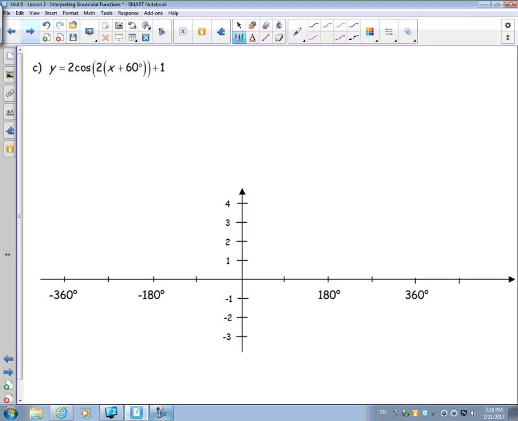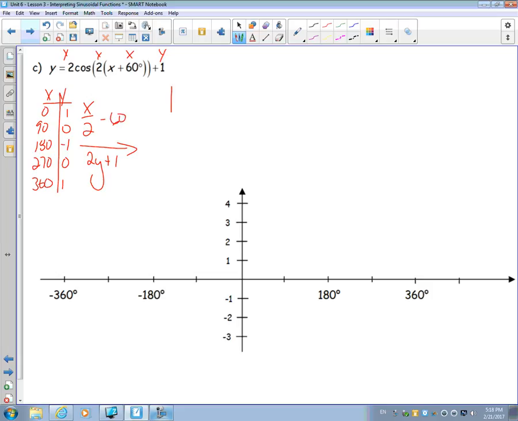The bracket's all been factored for us. We can go straight to our transformations. We need a cosine table. So 0, 90, 180, 270, 360. Cosine starts at 1, goes down and back up. Okay, y things on the outsides, so 2y plus 1. X things on the insides. And we'll make ourselves a new table.